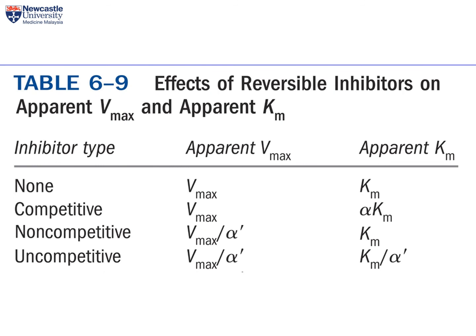Okay, this table summarizes the effect of different types of inhibition on both kinetic parameters, Vmax and Km. For competitive inhibition, the Vmax is unchanged while Km increases. For non-competitive inhibition, Vmax is reduced while Km is the same. For uncompetitive inhibition, both Vmax and Km are reduced.